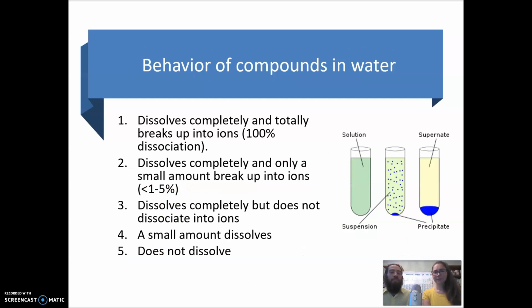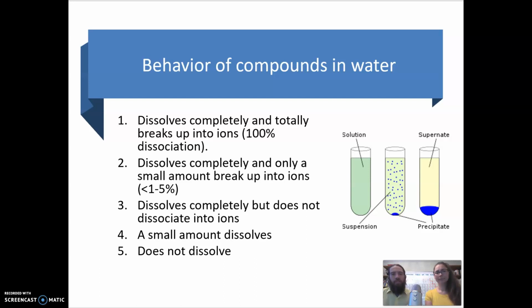Okay, so when we dissolve something in water, we're going to try to make an aqueous solution. You'll see that term aqueous represented with a little AQ. There's a couple different scenarios that can happen. So scenario one, it could break up completely and totally form ions. So this would have to be an ionic compound.